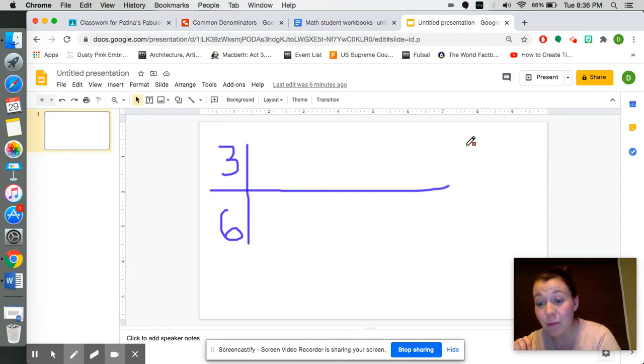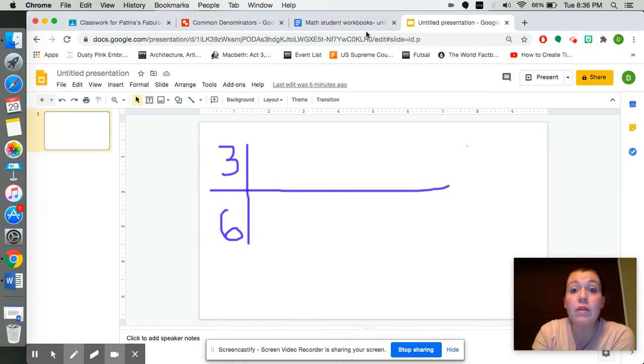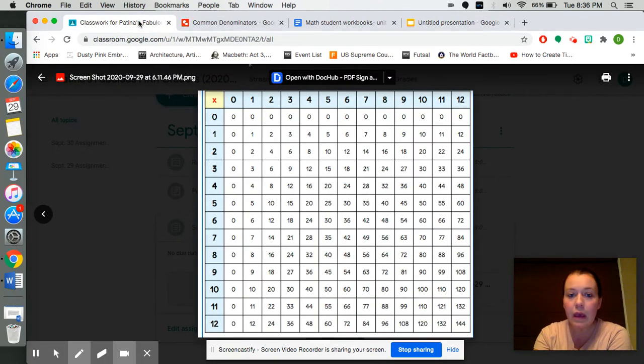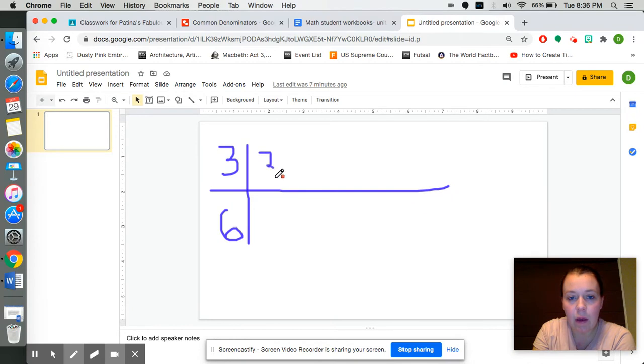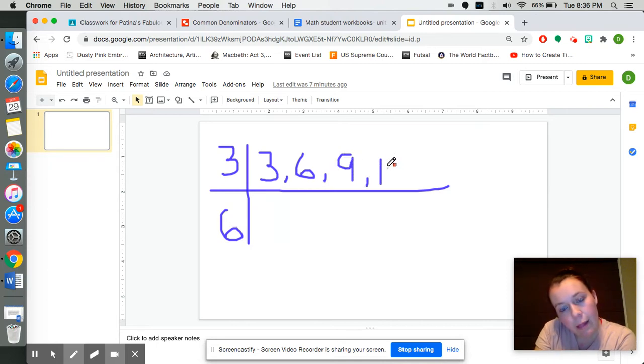And I'm going to see what my common denominator is. Okay, so now if I don't know my 3s, this is where the multiplication table comes in handy. I can go back over to the multiplication table and circle 3, 6, 9, 12, 15. I'm just going to do the first 5 so far. So I've got 3, 6, 9, 12, and 15. So I counted by 3s 5 times to get to 15.